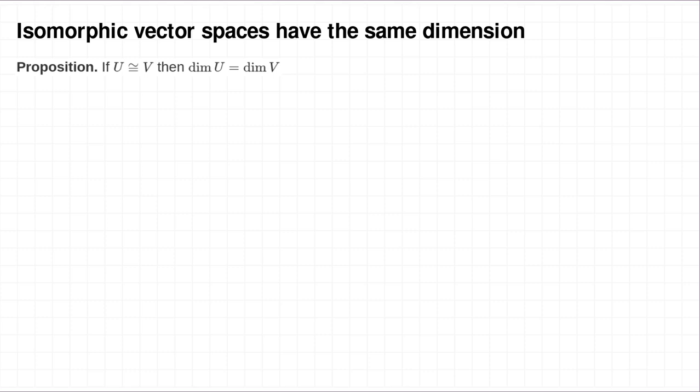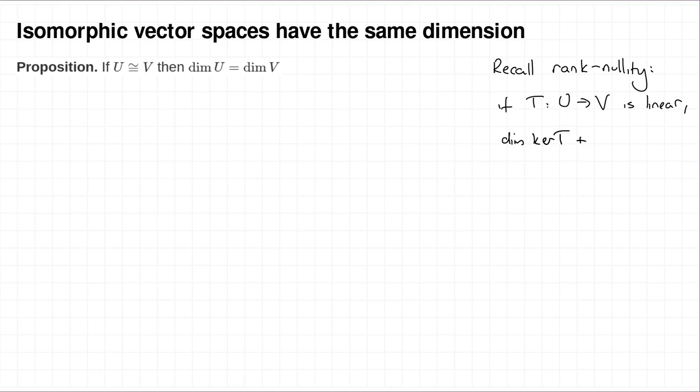So recall the rank nullity theorem. Which says that if T from U to V is linear, then the dimension of the kernel of T plus the dimension of the image of T equals the dimension of the domain of T. So we're going to use this to make our proof work.